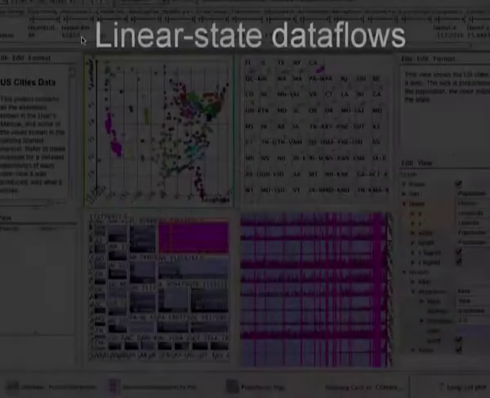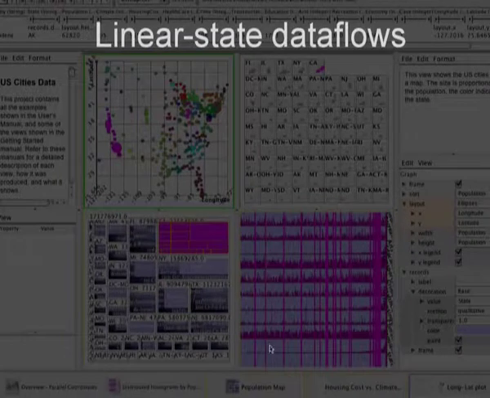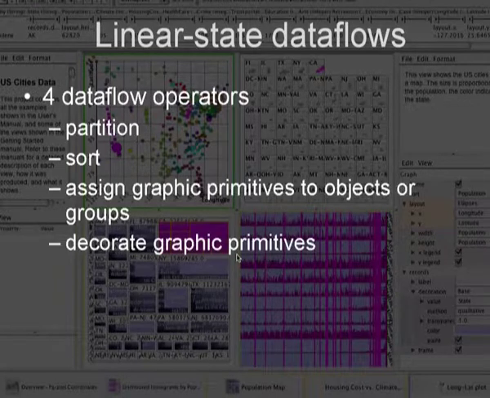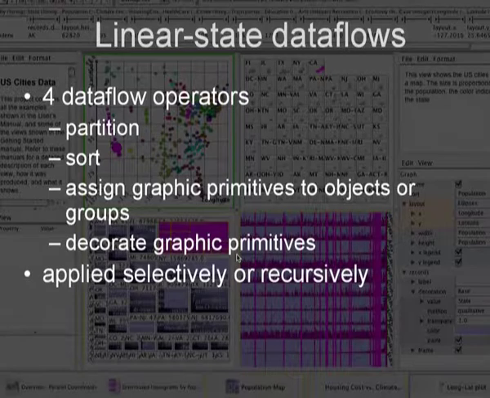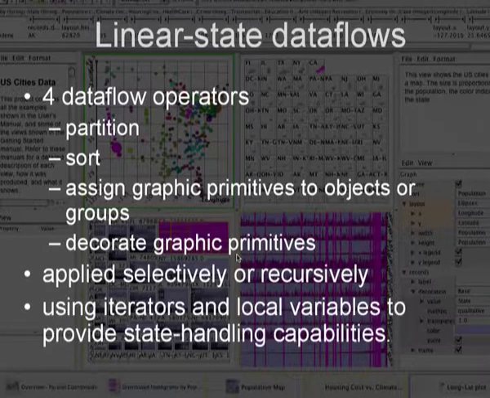This presentation has introduced the linear states data flow model and shown how it can be put to use to create numerous sorts of views in a seamless and intuitive manner, using only a few base principles. These data flows define four operators: partition, sort, assign graphic primitives and decorate those primitives. Those operators are applied to the input datasets either selectively or recursively. Iterators and local variables augment the data flow with state handling capabilities.